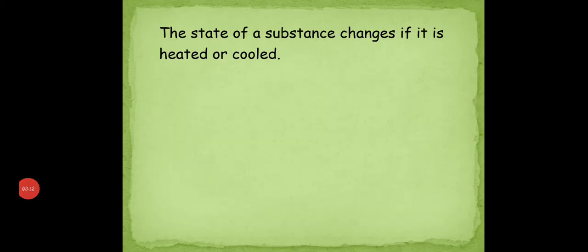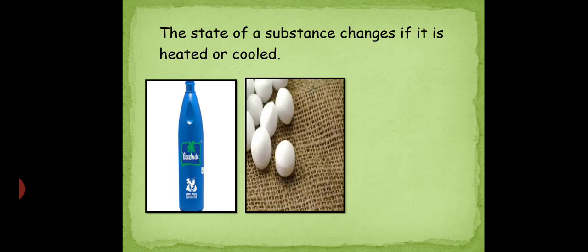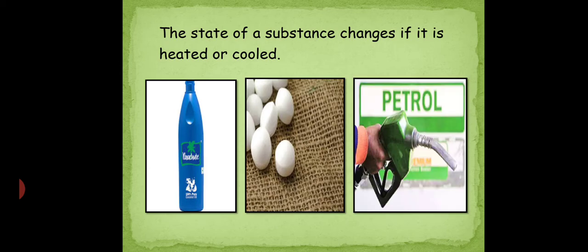You must have noticed that the oil in the bottle freezes and becomes solid due to the drop in the temperature. The camphor balls, which are solid, evaporate directly into gas at room temperature. Petrol, which is liquid, evaporates in the air at normal temperature.